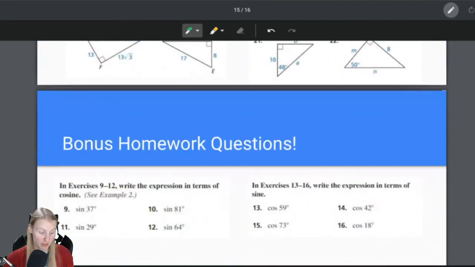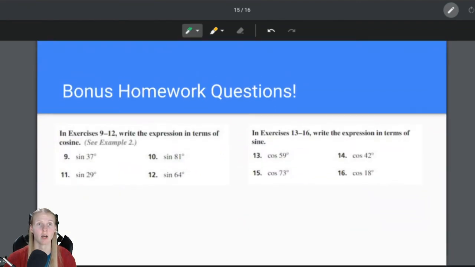You do have bonus homework questions available, which are just like the last example we did. Write sine in terms of cosine, write cosine in terms of sine, 90 minus your original angle.